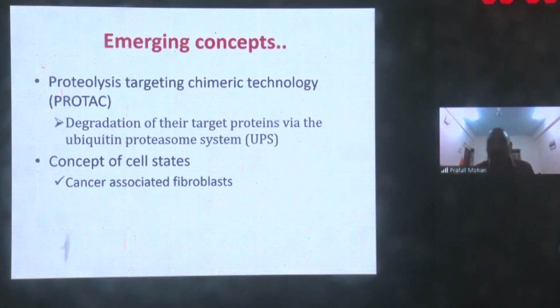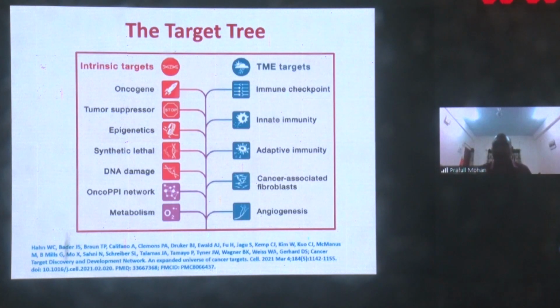So a lot of work again is going on. This is an emerging target: how to change the cancer-associated fibroblast so as to stabilize a particular cancer cell in a particular state, stable state or unstable state. So these are certain things, emerging concepts, on which work is going on. So ladies and gentlemen, this is the target tree. Again a fantastic review. Kindly read this.